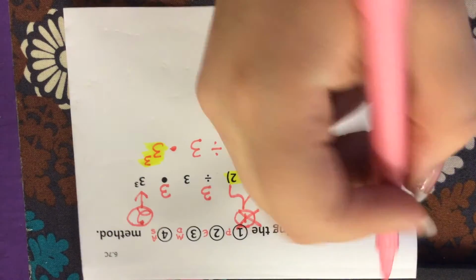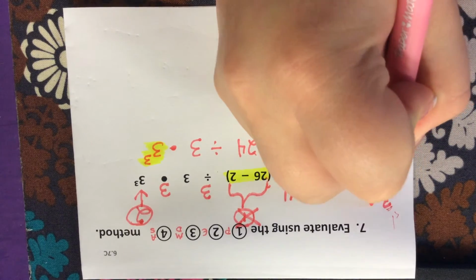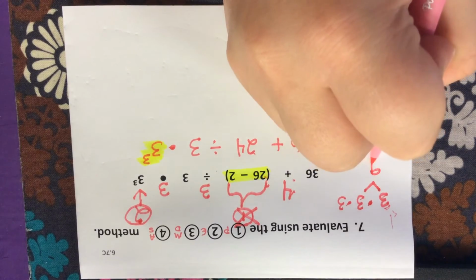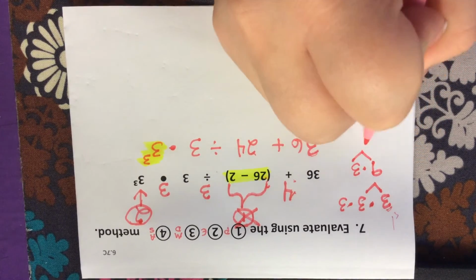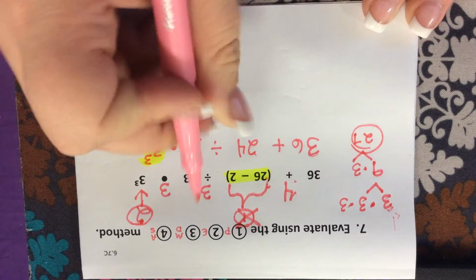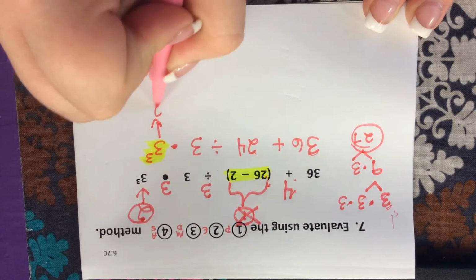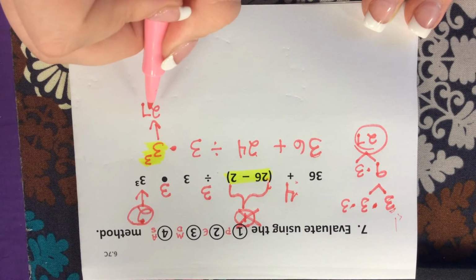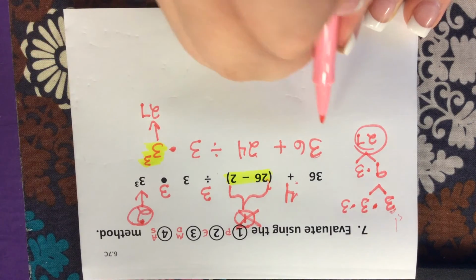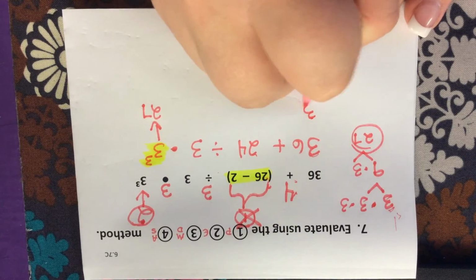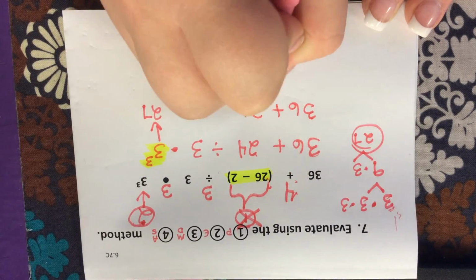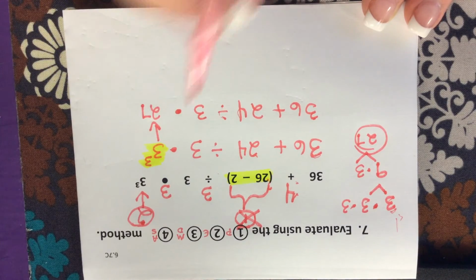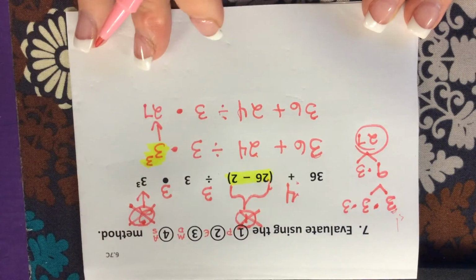3 to the third power. 3 times 3 times 3. 3 times 3 is 9. 9 times 3 is 27. So that 3 to the third power is 27. Now that I've replaced 3 cubed, I need to bring the rest of it down. 36 plus 24 divided by 3 times 27. I'm done with step 2.